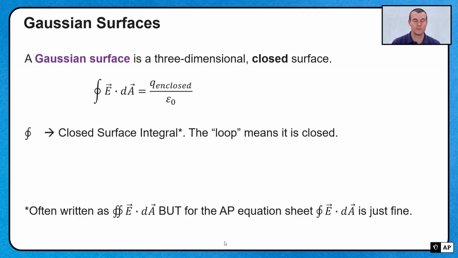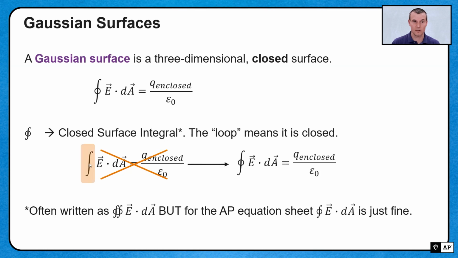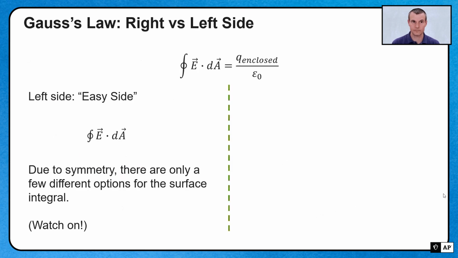And here's a quick note, just very briefly. If you see other textbooks, other websites mentioning it like this, that is definitely another way to write a closed surface integral. But on the AP equation sheet, we're going to write it just like this, and that is absolutely a-okay. The key thing is that that loop is what makes it. So if you wrote this, it is actually not Gauss's law because it's missing the little loop. You have to have the loop there to define that it's a closed surface integral. So just a brief note on what that's referring to.